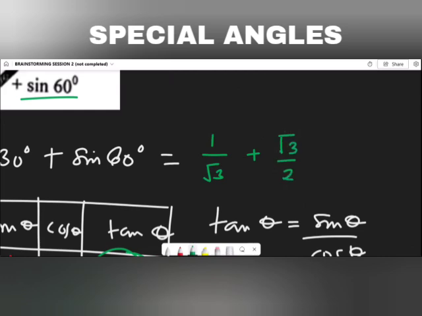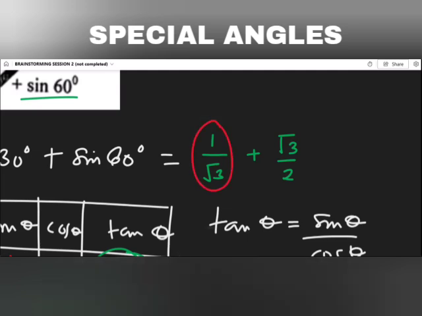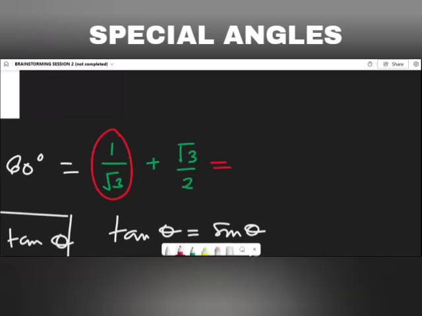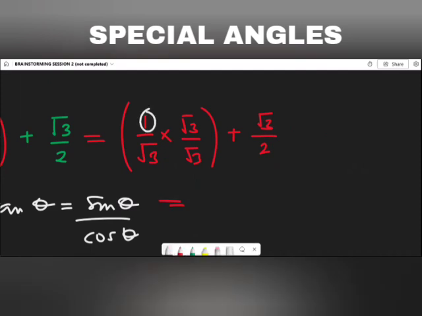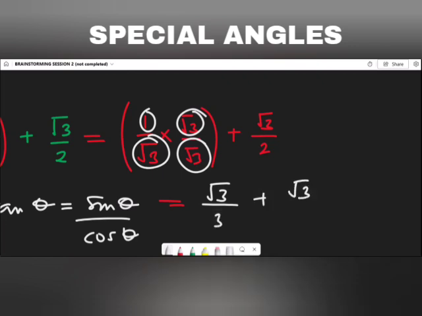The very first thing you need to do to make it work faster is to rationalize. If I rationalize, I'm going to have 1 over root 3, let's put that in brackets, times root 3 over root 3, then plus root 3 over 2. When I multiply, 1 multiplied by root 3 gives root 3. Anytime you're multiplying roots of the same number, we get the same number, 3. So we have root 3 over 3 plus root 3 over 2.